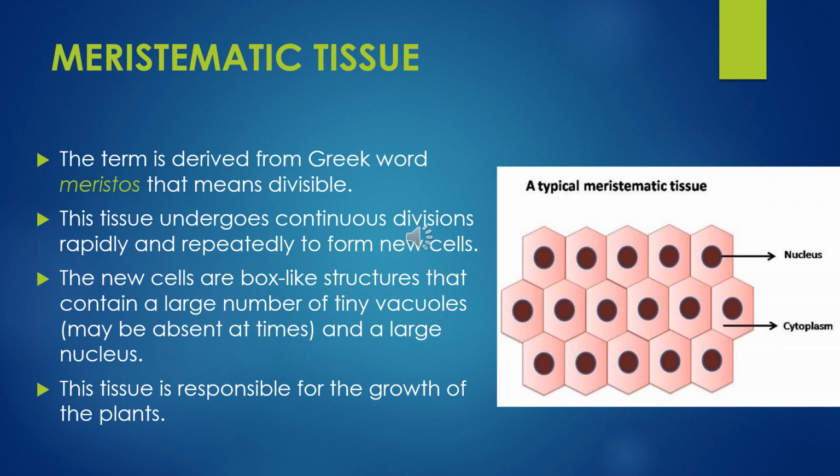Meristematic tissue. The term is derived from the Greek word meristos, that means divisible. This tissue undergoes continuous divisions rapidly and repeatedly to form new cells. The new cells are box-like structures that contain a large number of tiny vacuoles, which may be absent at times, and a large nucleus. This tissue is responsible for the growth of the plants.